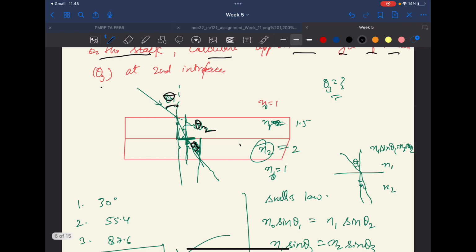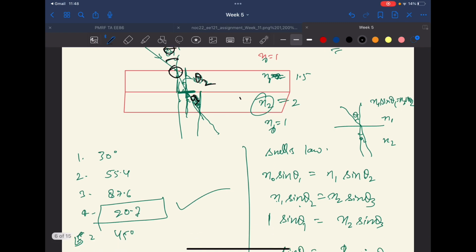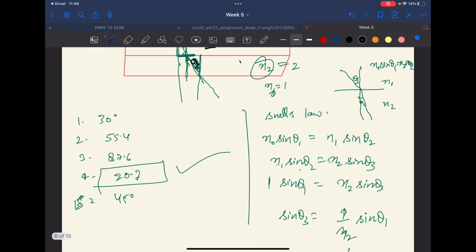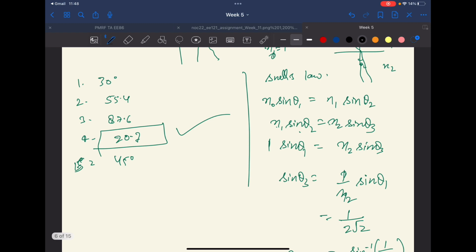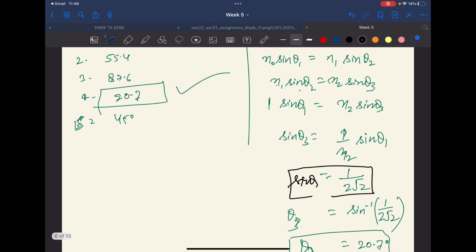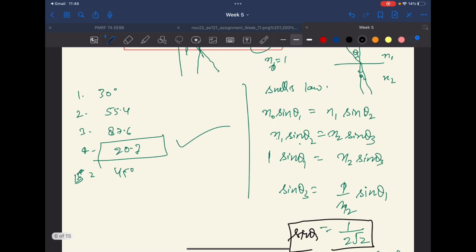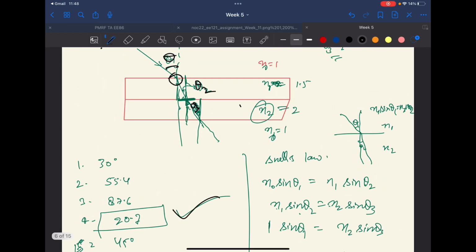By Snell's law you can calculate it: n0 sin theta 1 = n1 sin theta 2, and n1 sin theta 2 = n2 sin theta 3. From this you can calculate sin theta 3 = 1 by 2 root 2. So theta 3 is sin inverse of 1 by 2 root 2, which will be around 20.7 degrees. So for this reason this answer is correct.